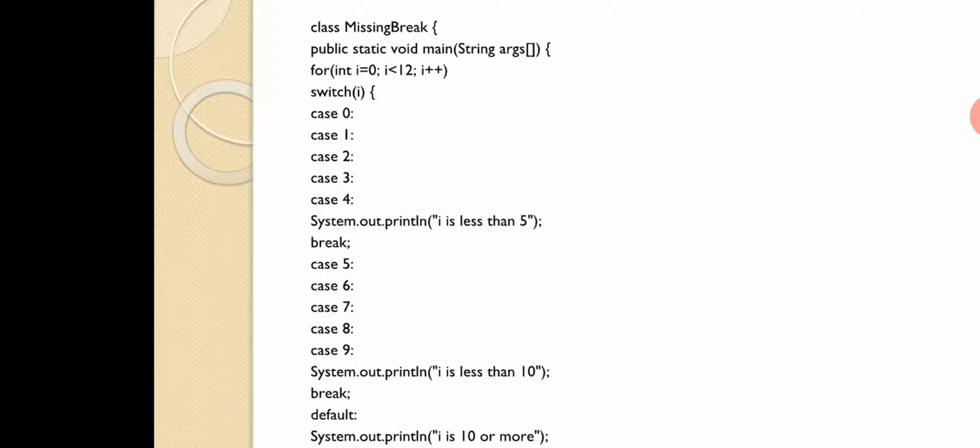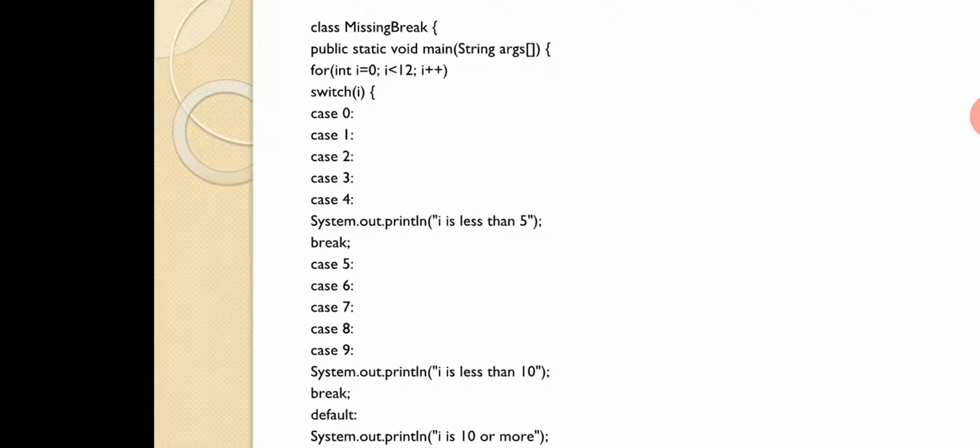So how many times will "I is lesser than 5" be printed on the monitor? How many times? 5 times, isn't it? Up to I equal to 4, it will execute. So 0, 1, 2, 3, 4. Total 5 lines of this particular "I is lesser than 5" will be printed on the monitor.